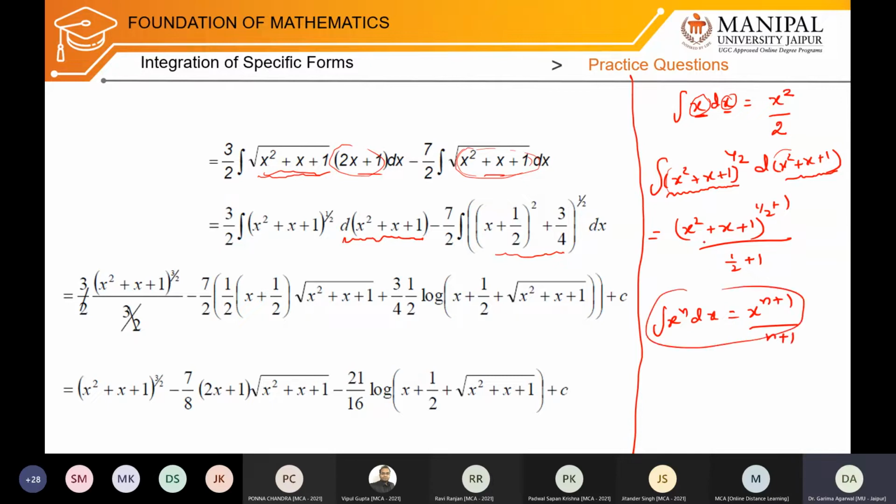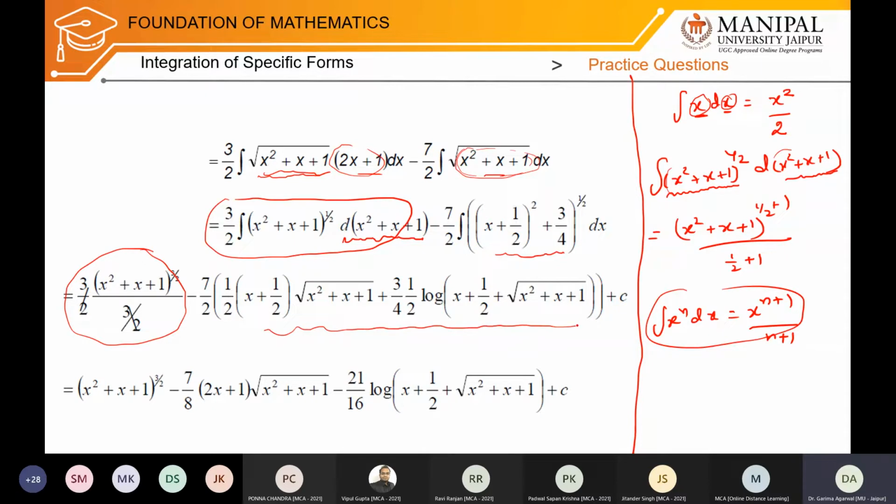So this is the formula. So 1 by 2 plus 1 will be 3 by 2, upon 3 by 2. The integration of this whole step is completed now. Now minus 7 by 2. Now the integration of root of x square plus a square, this is the formula for it. And after simplification, after adding plus c, we get the required result.